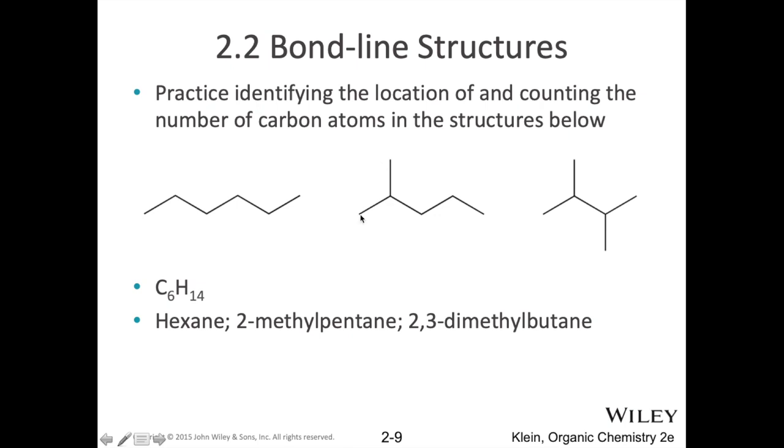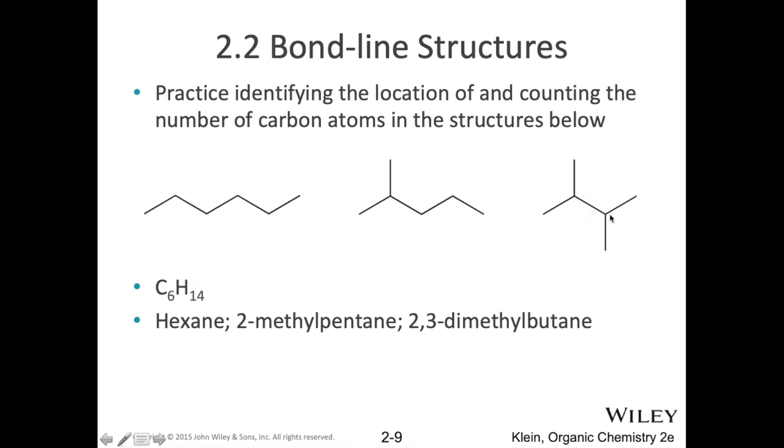So each of these carbons at the ends of a line have 3 hydrogens on them. This carbon with 2 bonds, 2 carbon-carbon bonds, has 2 hydrogens, as does this one. This carbon has only 1 hydrogen on it, because it has 3 carbon-carbon bonds coming off of it, so its 4th bond must be to a hydrogen that's not shown.